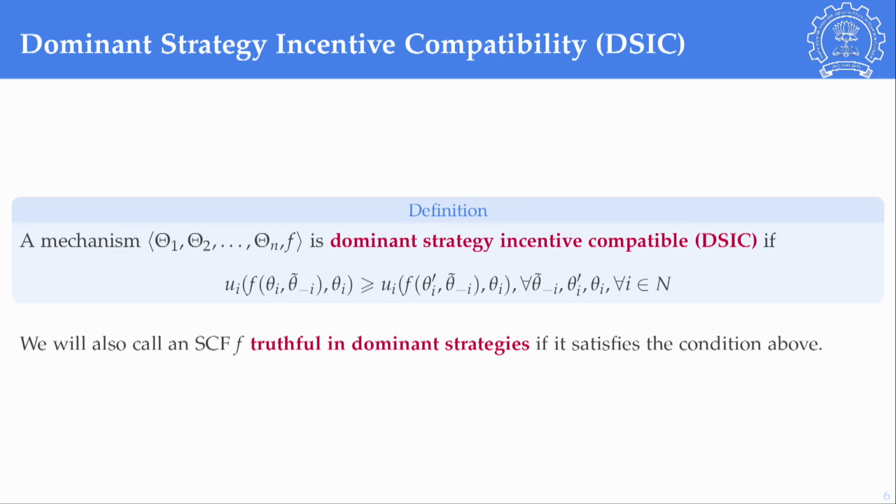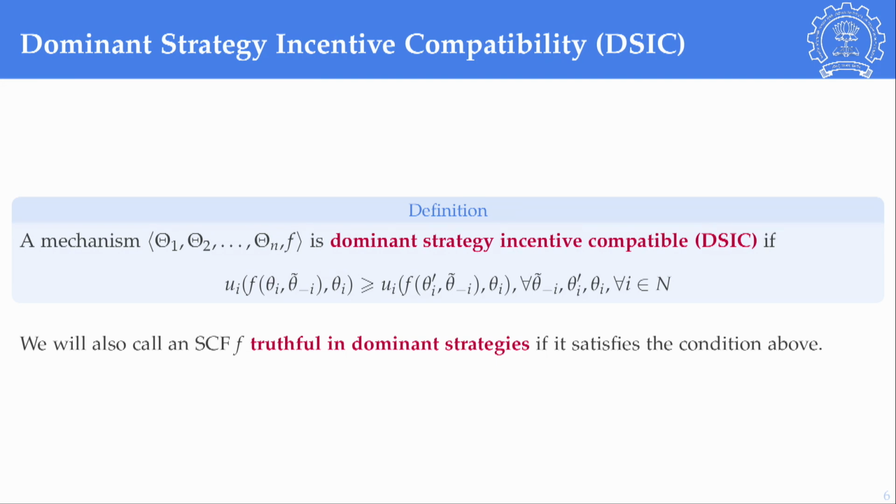Remember that f is the function which maps the vector of types, theta 1, theta 2 up to theta n, and pops out one specific outcome. Remember, your utility was a function of the outcome and your true type. So wherever you see it here, the second entry will always be the true type of this agent, because you will always experience your utility with respect to your true type, like if you win that object, then you experience that valuation.